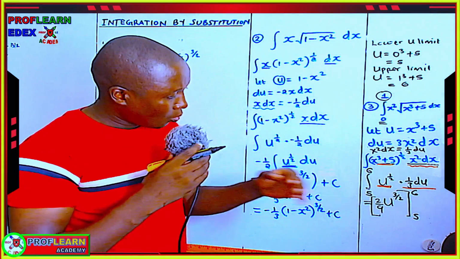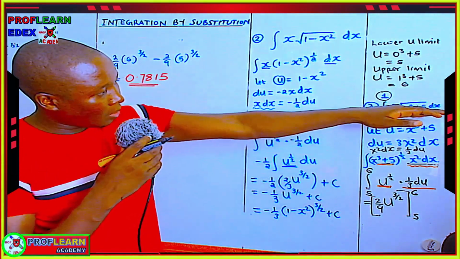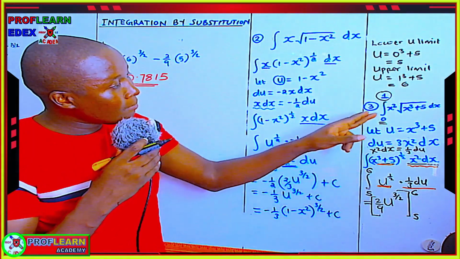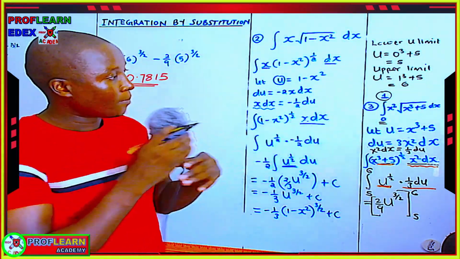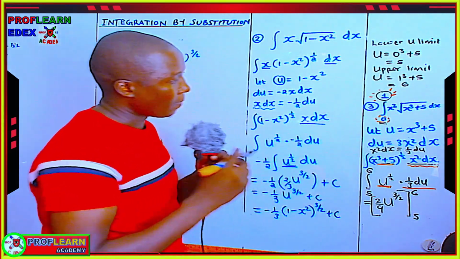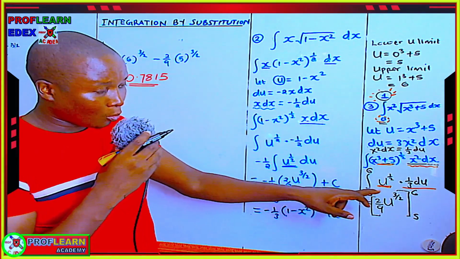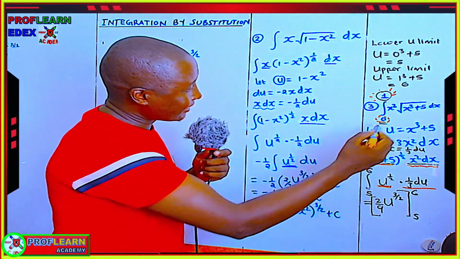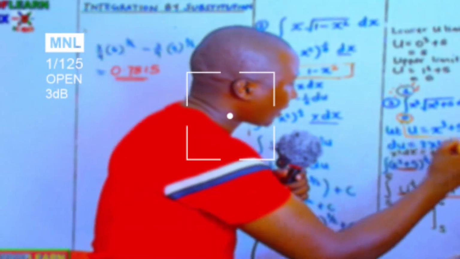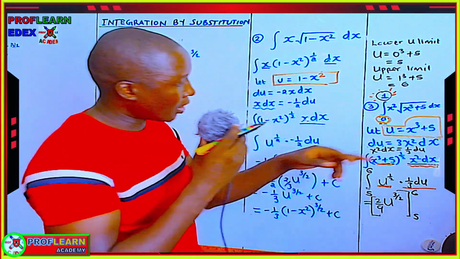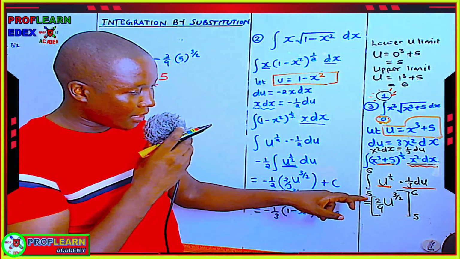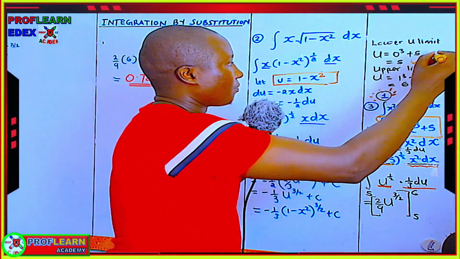Which means when we have this expression in terms of u only, we are not going to write the limits that we were having here. Remember, the limits were 0 and 1. So in order to get the lower limit with u now, you are going to replace x with 0 in the expression for u. So it will be u equals 0 plus 5. Therefore, the lower limit for this is going to be 5.